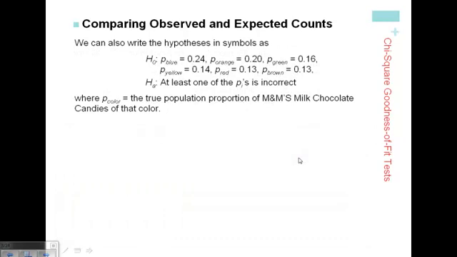So, we could also write the H0 to say we expect the proportion of blues to be 24%, the proportion of orange to be 20%, and the proportion of green to be 16%. And I'll probably keel over before I get to the end of that line.